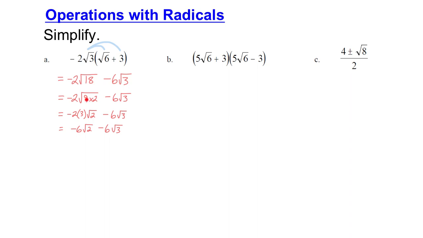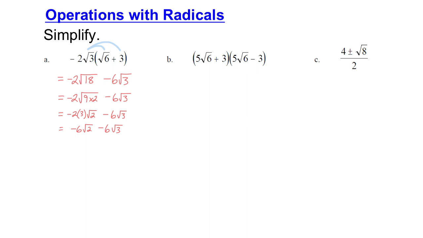9 is a perfect square. That's the highest perfect square factor of 18. Square root of 9 is 3. So negative 2 times 3 is negative 6. I can simplify negative 2 root 18 to negative 6 root 2. You want to get your radical as low as possible.